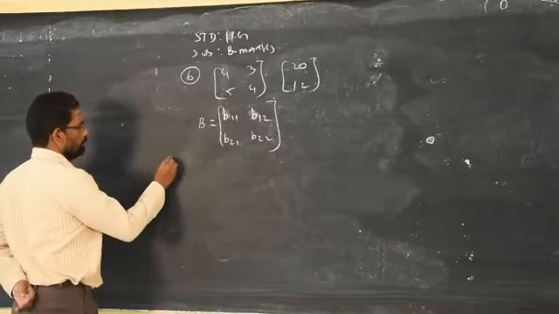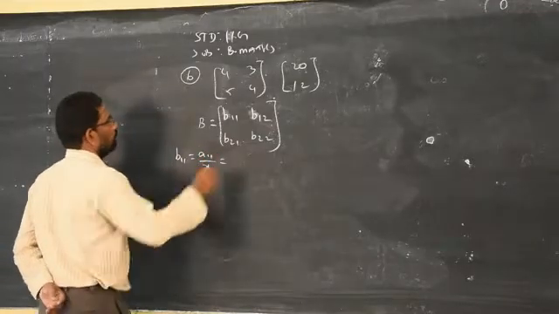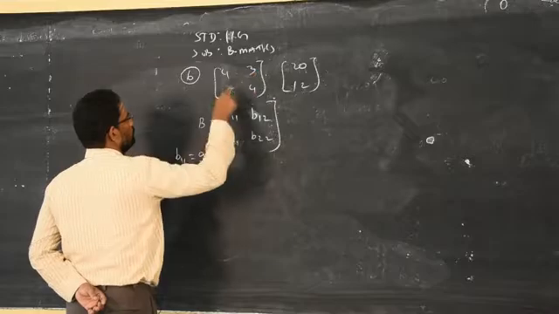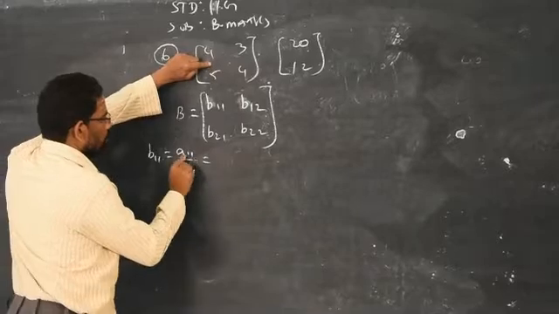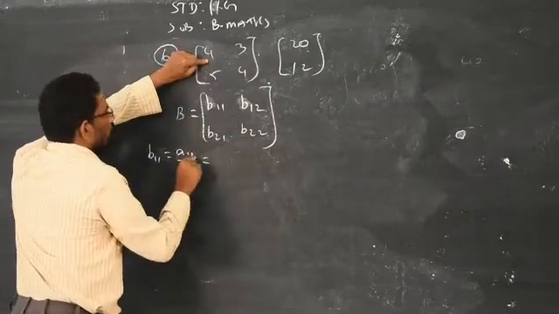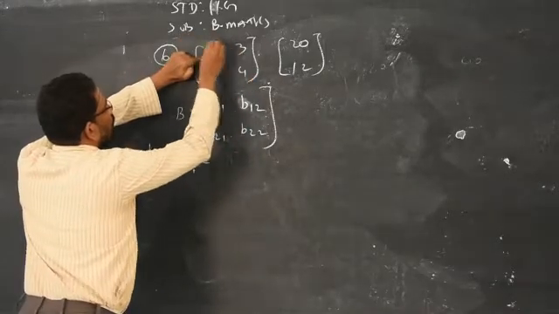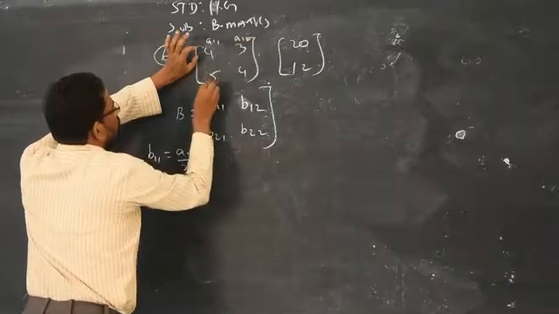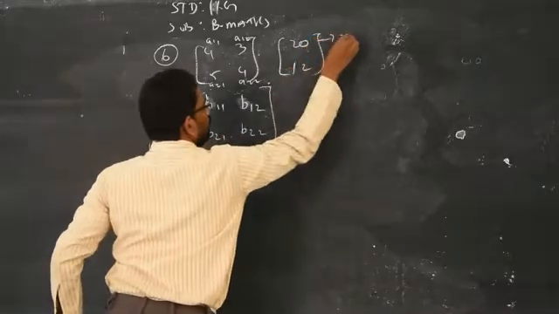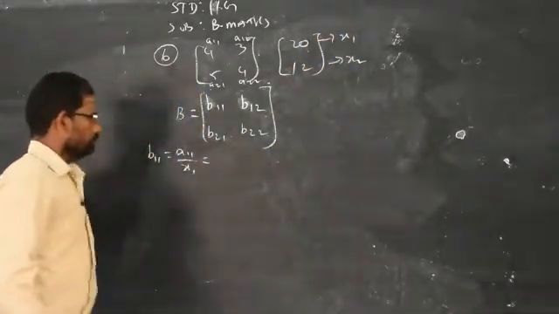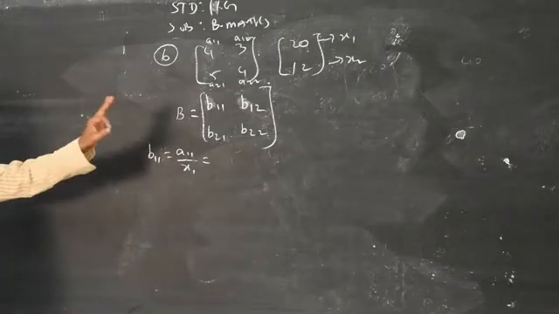Now what is the formula to find B11? A11 by X1. This is A11, A12, A21, this is A22. First, what is the meaning of A11? First row, first column. A12 is first row, second column. This is A11, A12, this is A21 and this is A22. This is X1 and this is X2. You take only the output. Output only is supposed to be taken as X1 and X2.